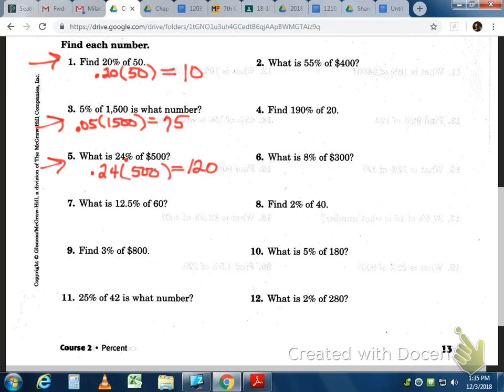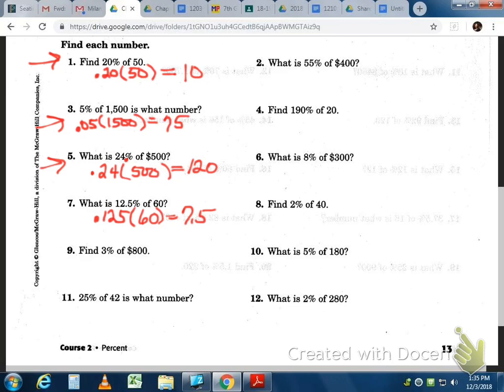What about 12.5%? What's that going to be as a decimal? Who hasn't given me an answer yet? I want one of those people. 12.5. Jade, what's it going to be? 0.125, of is times 60. 0.125 times 60. It gives us 7.5.